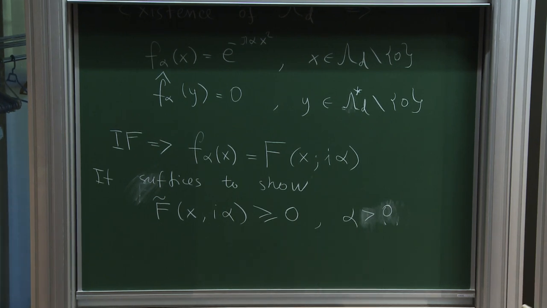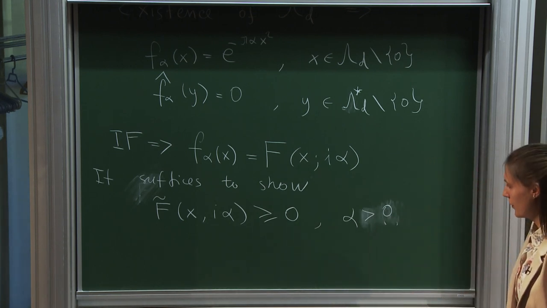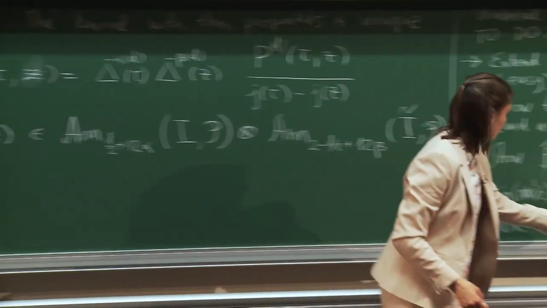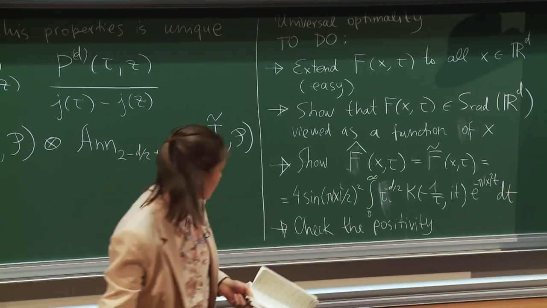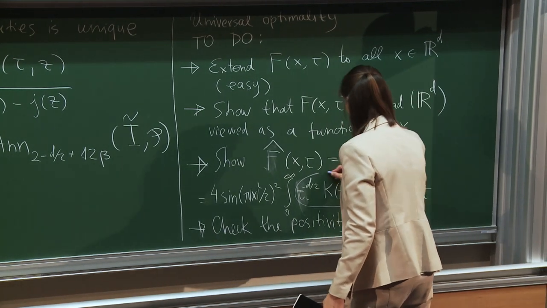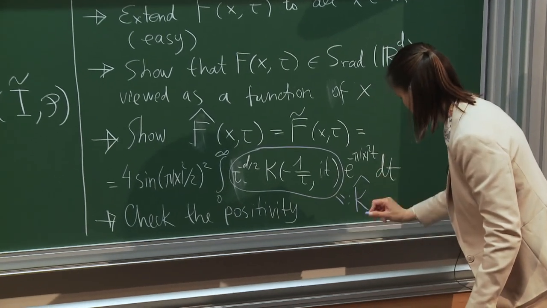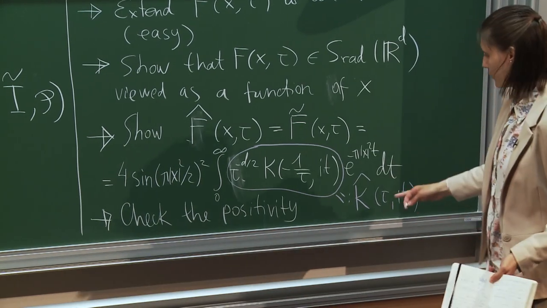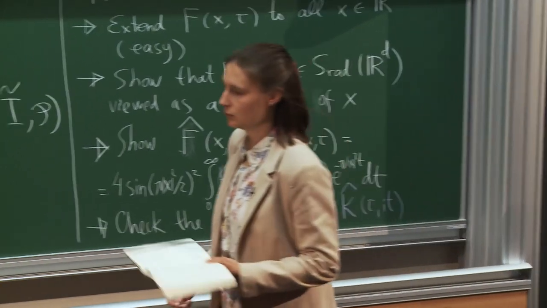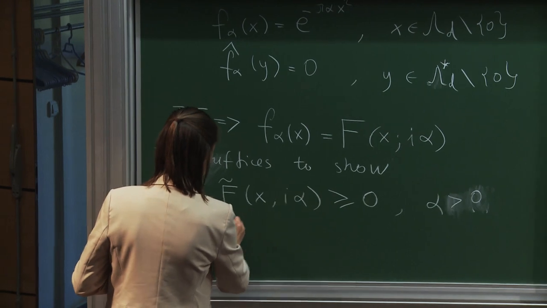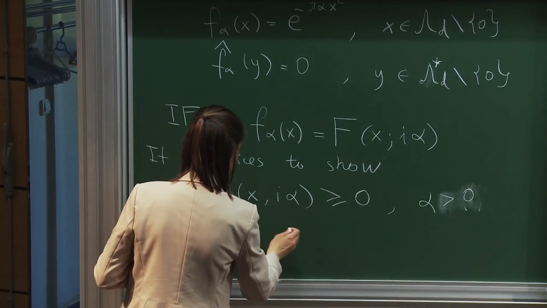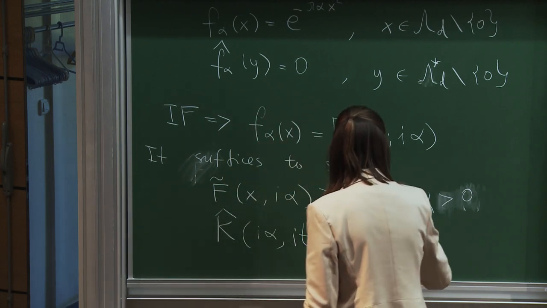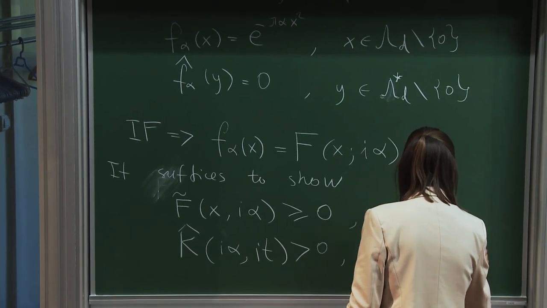And here, the integral representation is also helpful for us, because it turns out that we can show that this modification of the kernel function k, let me denote it by k again with a hat. This time the hat does not mean the Fourier transform, because the transformation applied to k is different. It's only for our convenience. What we also will have is that this kernel K is positive if alpha and t are both positive numbers.